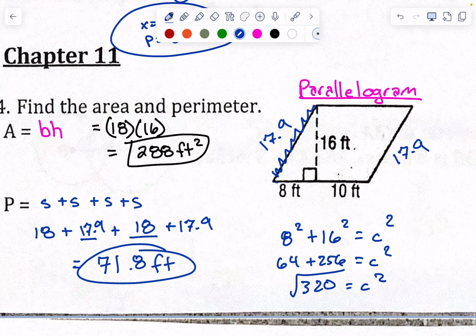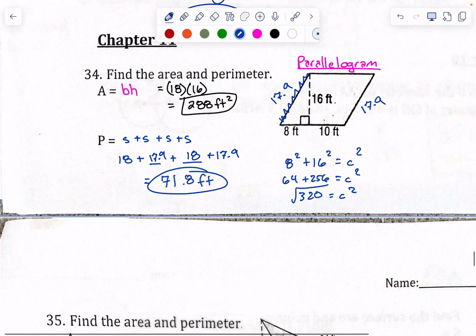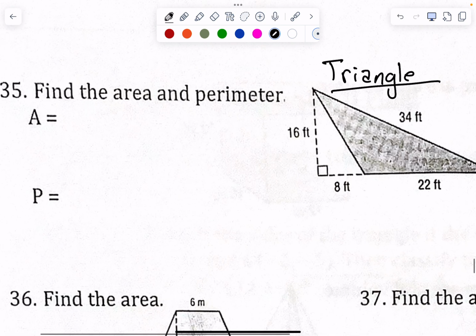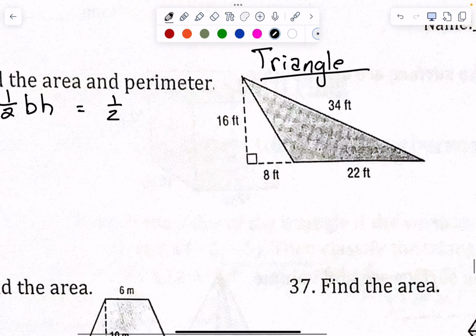Get it written down so I can move on to the next. Here we go. Number 35. Find area and perimeter. This is for a triangle. How do you find the area of a triangle? Half base times height. All right, for this problem, what is the base? Is it 22 or is it 30?